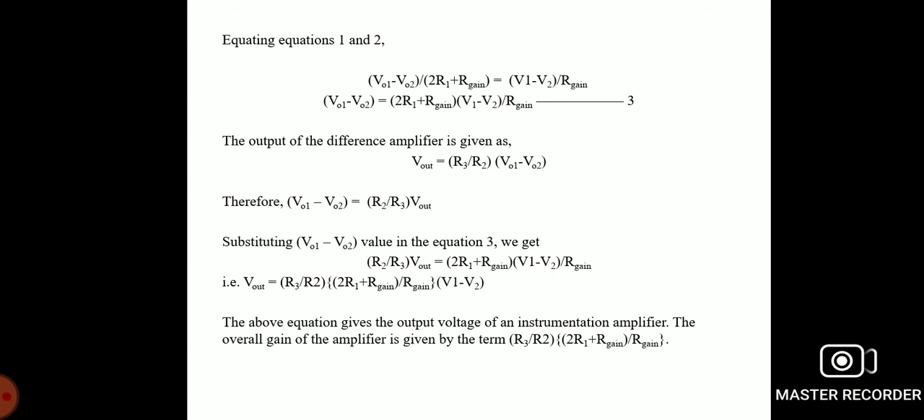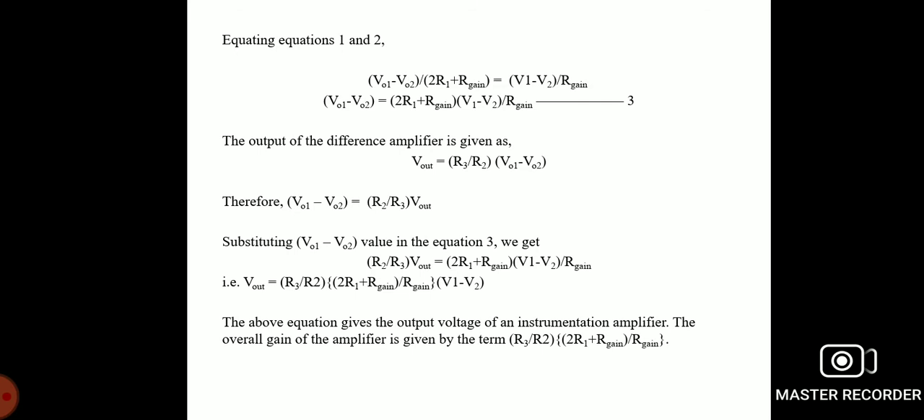The two input differential voltages are equal to (2R1 + R gain) into (V1 minus V2) divided by R gain. So the output of the differential amplifier is given as V out equal to R3 divided by R2 into (V01 minus V02). Therefore, V01 minus V02 is equal to R2 divided by R3 times V out. So substituting V01 minus V02 into the equation in 3.